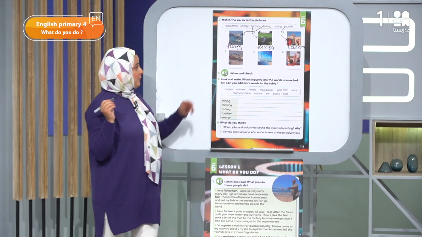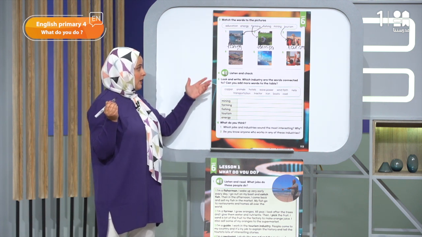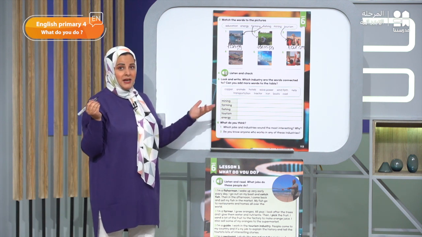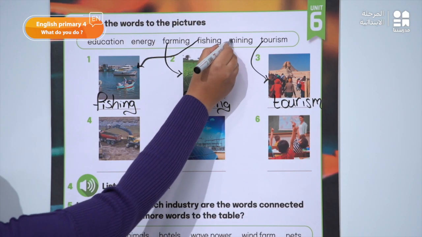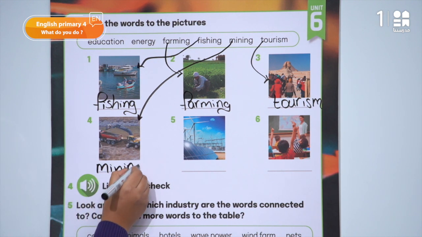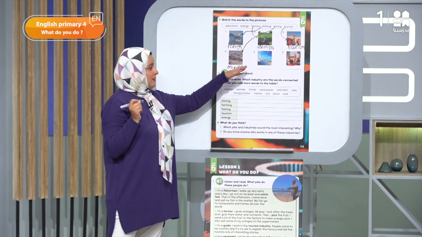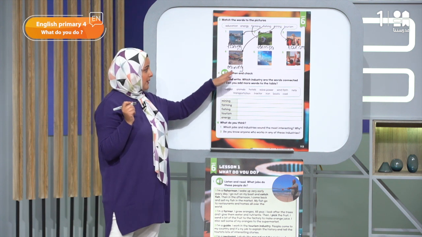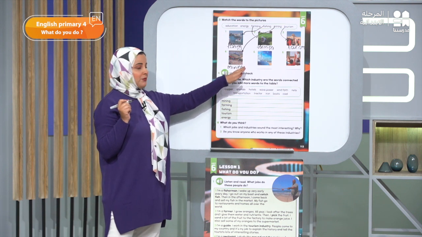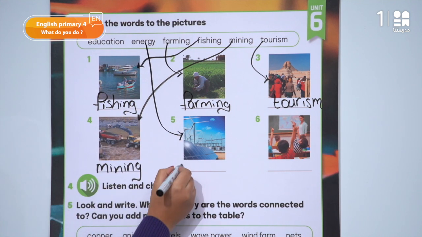Okay, number 4. What is it? I see mines or a mine, some trucks or tractors, mining. Very good. So we need to match mining to the picture and then we write it down. Number 5, we can see the wind turbines turning around to produce energy or electricity. So picture number 5 is about energy. So let's match energy to the picture and write it down.